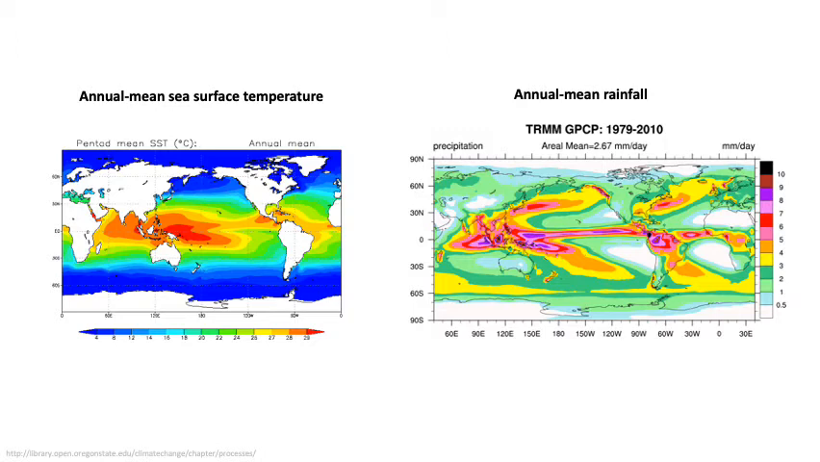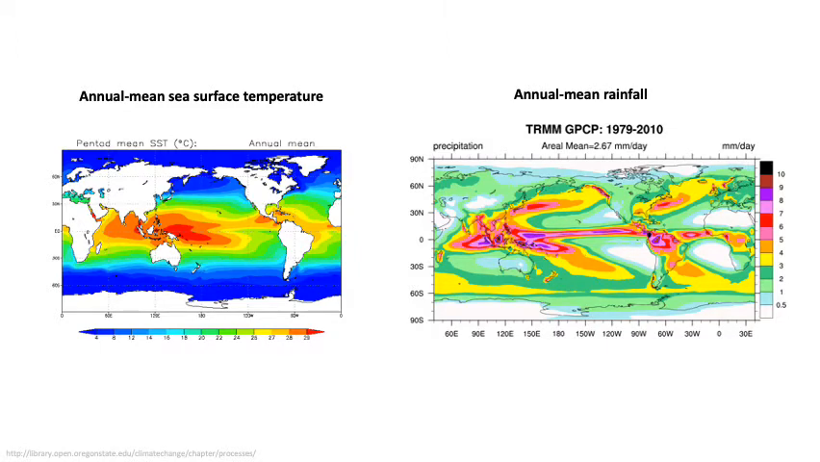Okay, so just some basics here. On the left is the actual annual mean sea surface temperature. I don't have the years on here, but probably for some climatological period. And then on the right is the annual mean rainfall. This is from TRMM satellite-based data from the GPCP.